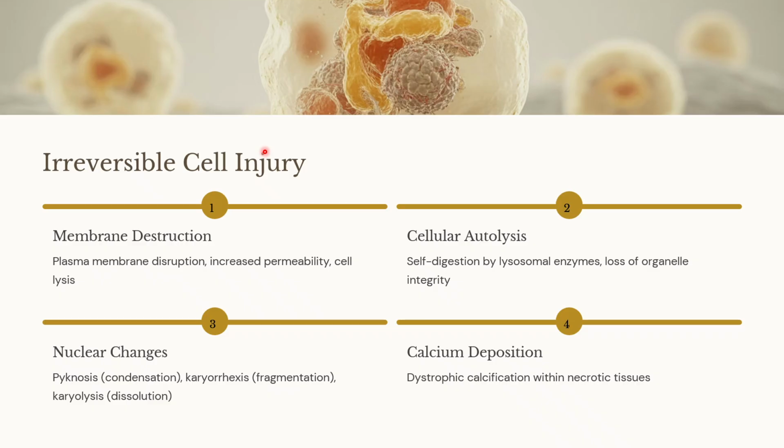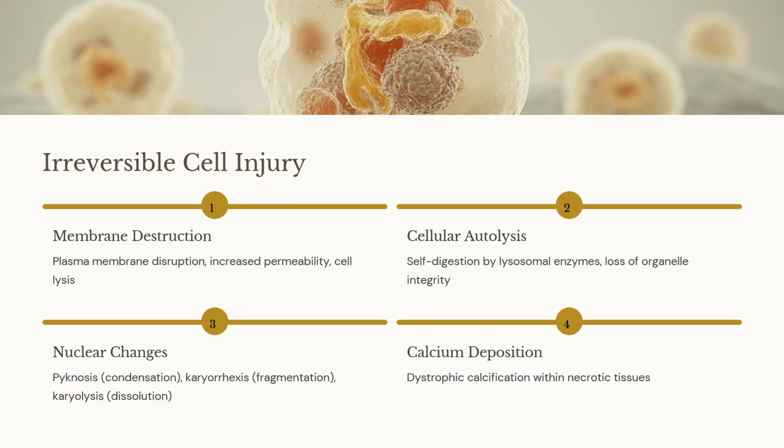So what is there in the cell? There is organelle destruction. What happens in the nuclear changes? The nucleus first undergoes pyknosis, then karyorrhexis, then karyolysis. That is, the nucleus will first undergo condensation, then fragmentation, then dissolution. The nucleus will not be seen at all. Following that, dystrophic calcification will occur in irreversible cell injury. That is, calcification that happens in dead tissue is dystrophic calcification.